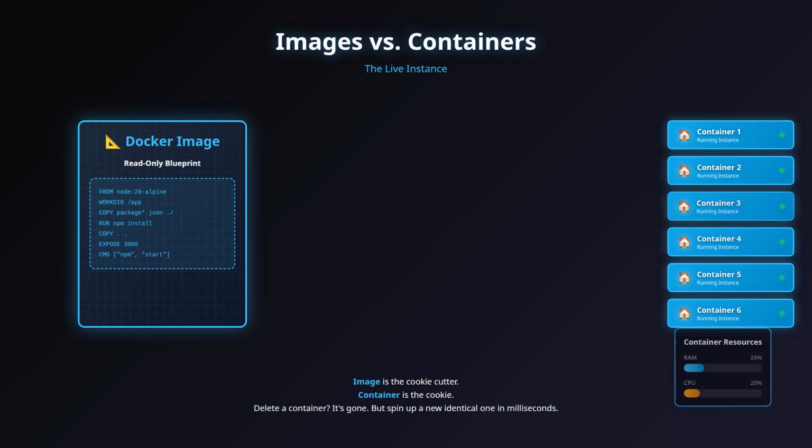And remember those layers we talked about? Images are built from layers. Each command in your Dockerfile creates a new layer. These layers are cached and shared between images, making everything more efficient.